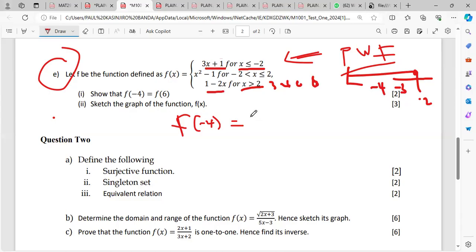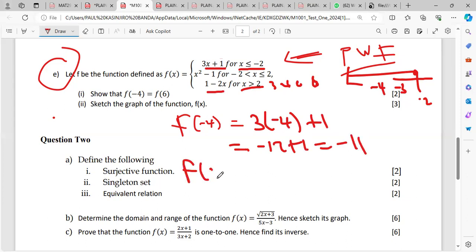Okay, so f of minus 4, we're just simply using 3x plus 1. Where there's x, I put minus 4, and then plus 1. So what am I going to get here? This will be 3 multiplied by minus 4, which is minus 12, and then plus 1, which will just be minus 11, right? Then f of 6 is equal to, what equation are we going to use? This last one here. So it will be 1 minus 2 times 6, which is 1 minus 12, which is also minus 11, right?